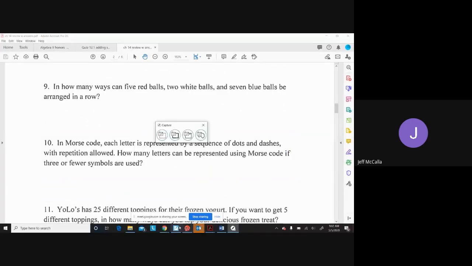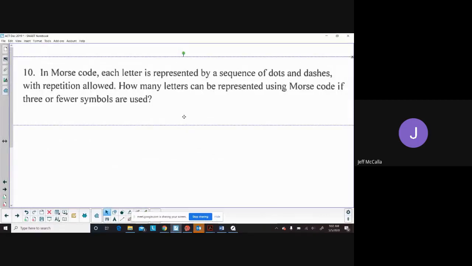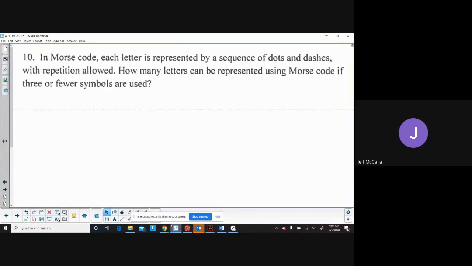Okay, let me get there. So with Morse code, I don't have the actual Morse code here, but I'm just going to make up stuff right now, just so you have a sense. An A might be a dot. A B might be dash dot. A C might be dash dash. A D might be dash. An E might be dot dot.